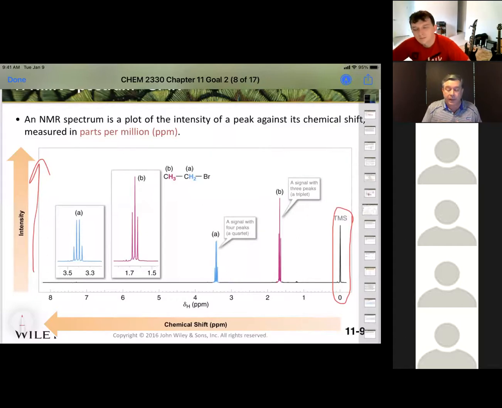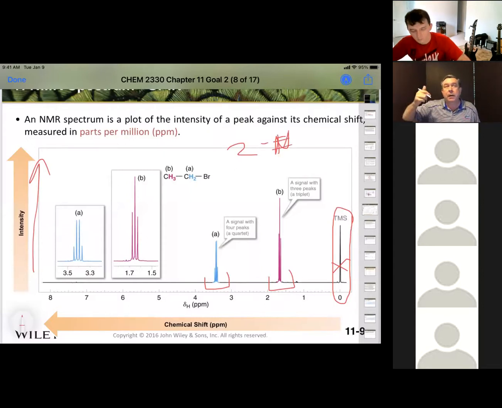Okay, so we have, let's see, number of signals. We don't count our TMS as a signal because we put it in there so we know where 0 is. So now we have one signal here and one signal here. So in this case, we have 2 for N, for our number of peaks, okay?